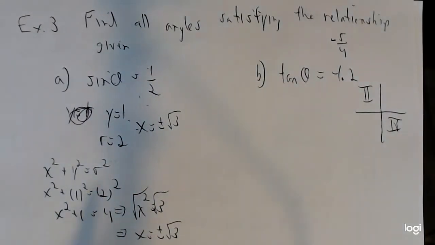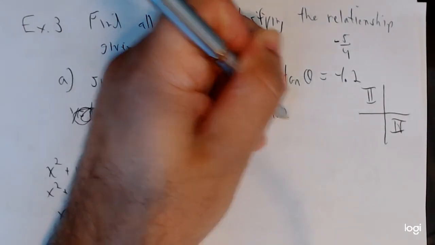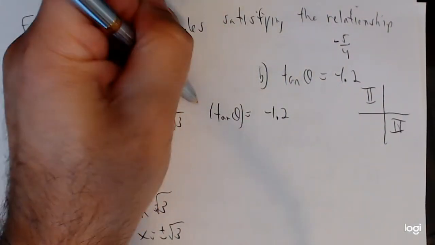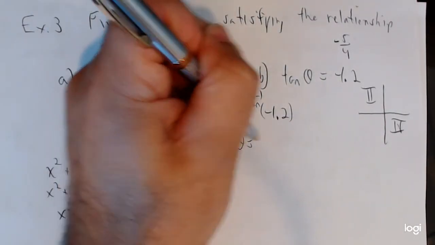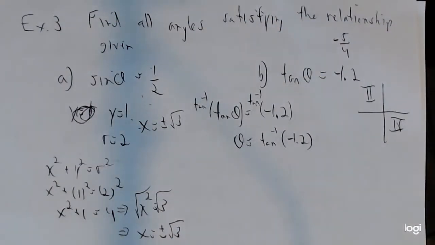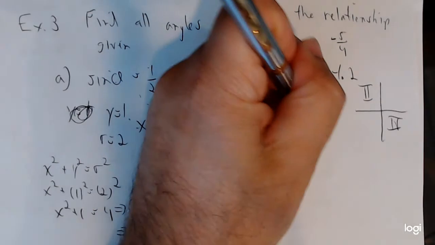So how am I going to use my calculator to find the first angle? Well, if you remember, when we did our application problems, to get rid of the tangent to find just theta, I'm going to take tangent inverse of both sides, which is going to give me what? Theta is tangent inverse of negative 1.2. So our calculator, unfortunately, is only going to give us one of the two angles, and we've got to figure out the next one. So if I use my calculator and find tangent inverse of negative 1.2, I will get negative 50.19.